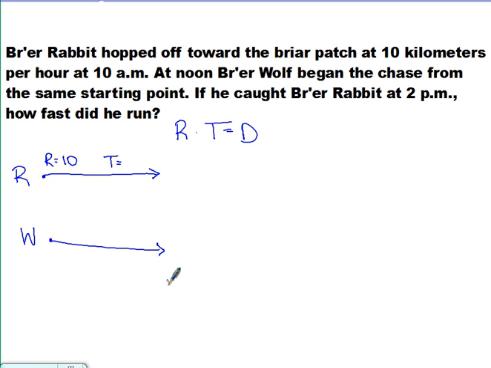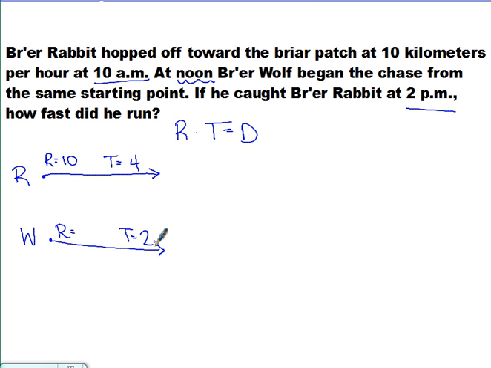Now, we know Brer Rabbit left at 10 a.m. and he was caught at 2. So his total time traveling is going to be the time from 10 to 2. So how much time was there from 10 to 2? That would have been 4. All right, so Brer Rabbit's time is 4. We have now his time and his rate. Now we need to know Brer Wolf's time and rate. Now we know Brer Wolf left at noon, and he caught Brer Rabbit at 2. So he only ran from noon to 2, which was 2 hours.